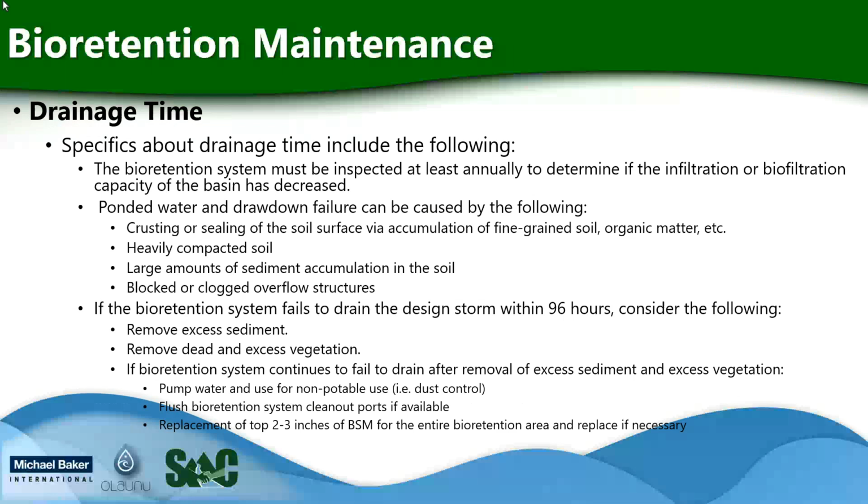If the bioretention system fails to drain in the design storm within 96 hours, consider removing excess sediment and removing dead and excess vegetation. If that doesn't work and it still fails to drain, you can pump the water and use that for non-potable use, flush the bioretention system cleanouts and ports if they are available, such as the underdrains, and if that doesn't work, you can replace the top 2 to 3 inches of BSM for the entire bioretention area.